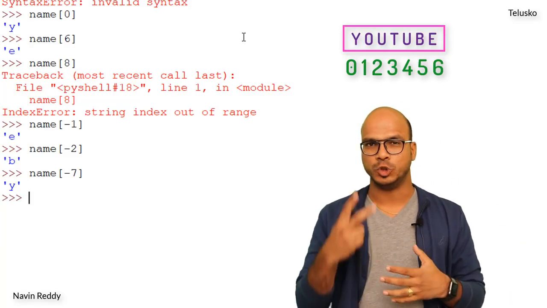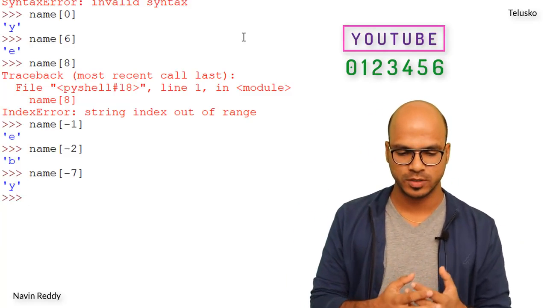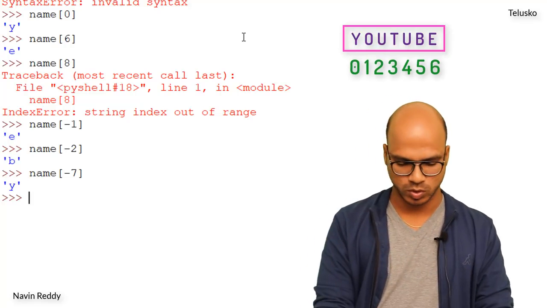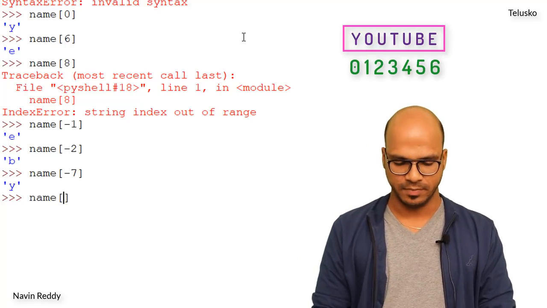Now what if I want to print 2 characters, not 1? So let's say I want to print Y and O. In this case, I will say name, and I will start with 0.